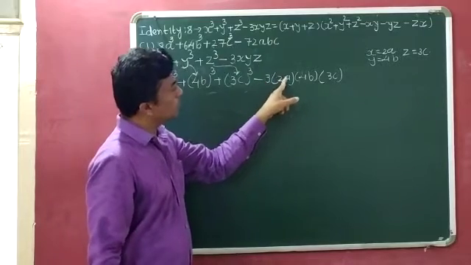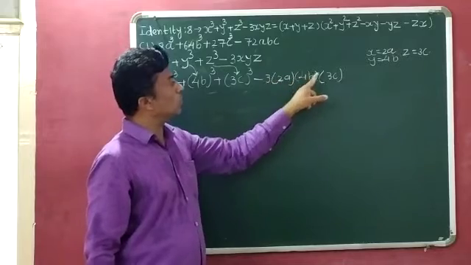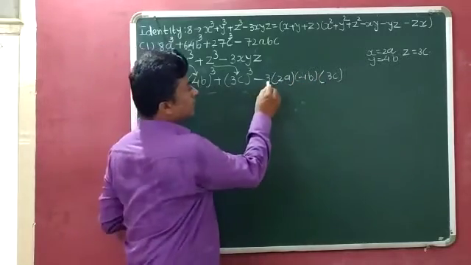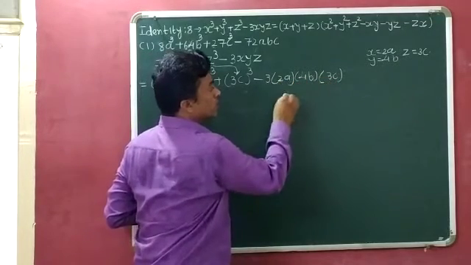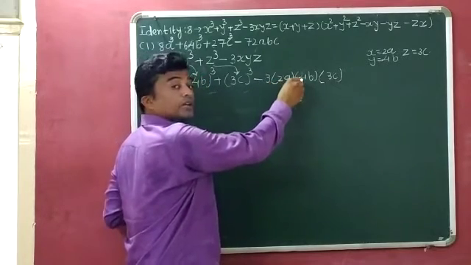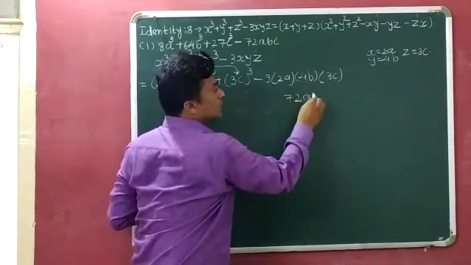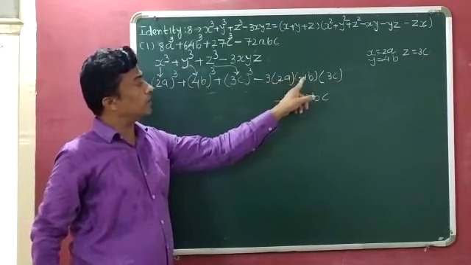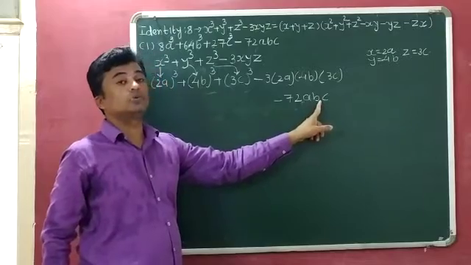Now 3 multiply 2a multiply 4b multiply 3c. Here 3, 2, 4 and 3 are the constants, so we will multiply them. 3 2s are 6, 6 4s are 24, 24 3s are 72, and a, b, c. This a, b, c and this negative, so negative. So 3 multiply 2a multiply 4b multiply 3c, its answer is minus 72abc.